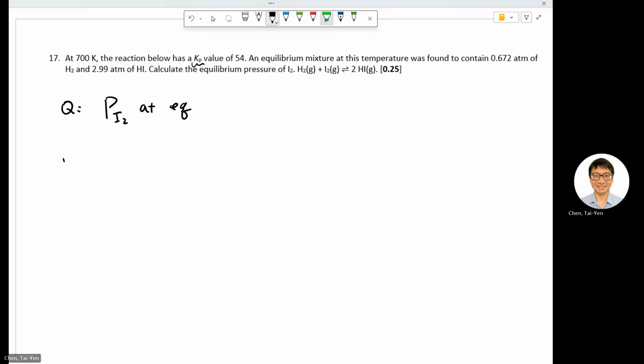Okay, write out your equation first. H2 plus I2 gives you 2HI in the gas form. And then write out your ICE.